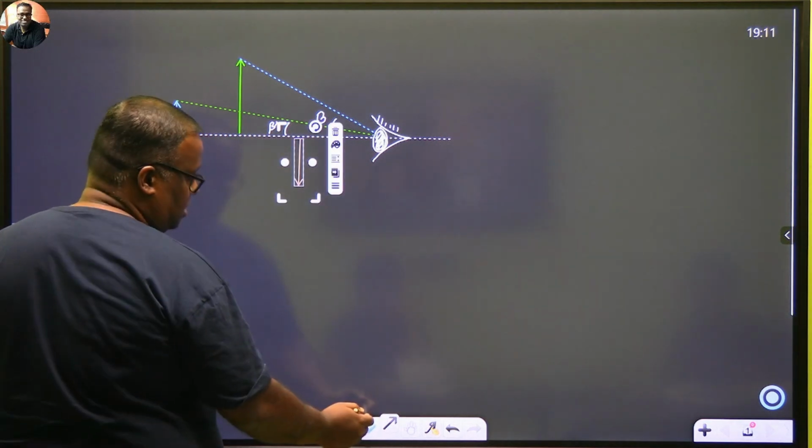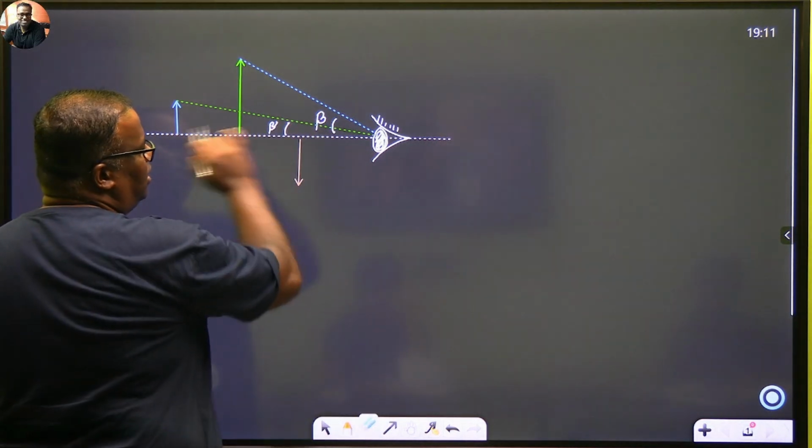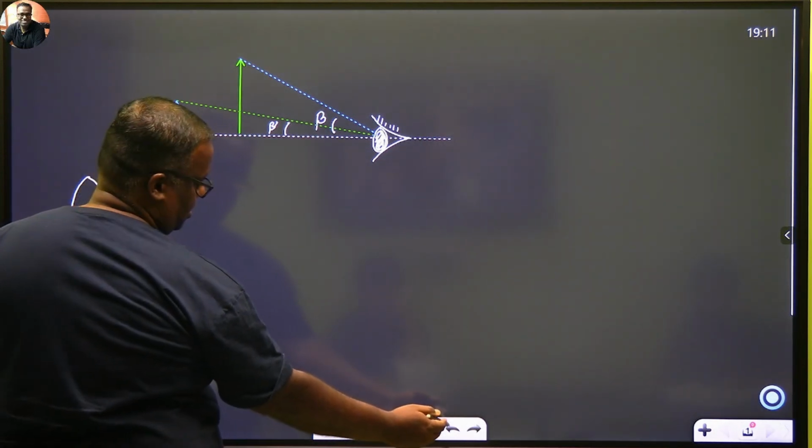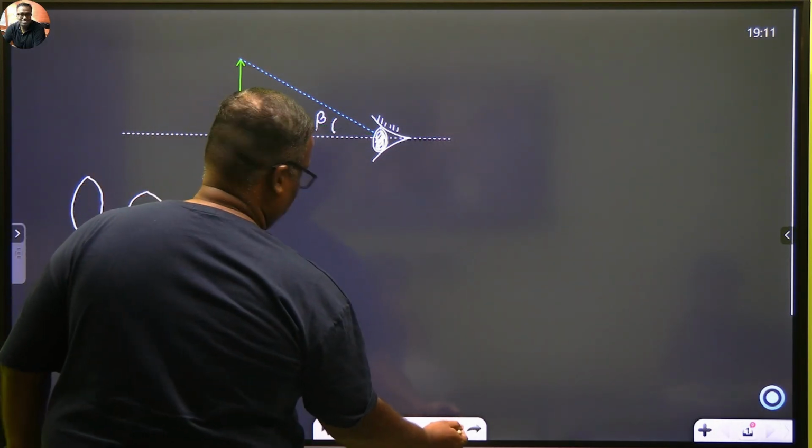Okay, let me erase this diagram. Have you understood this diagram? It's fine. I'll just erase this, okay? Let me, will it take or not? I don't know.